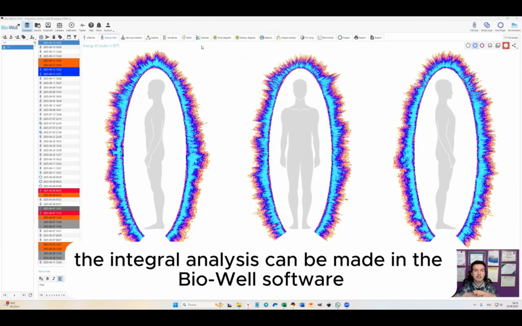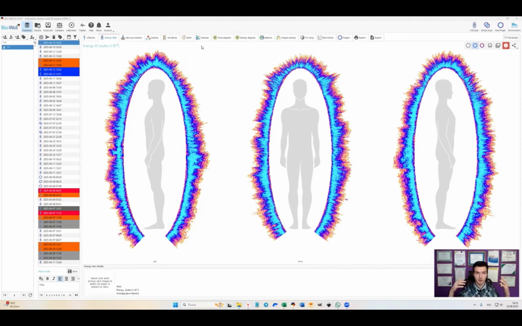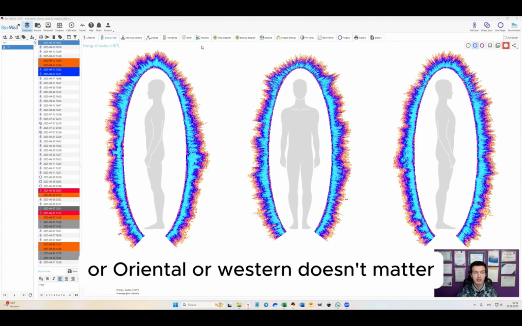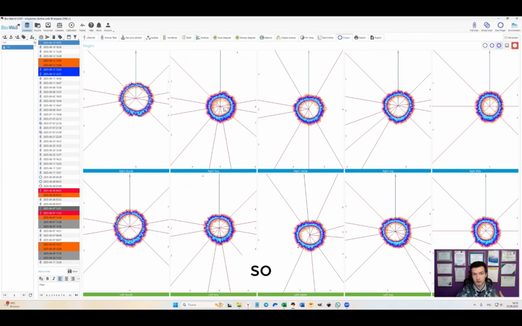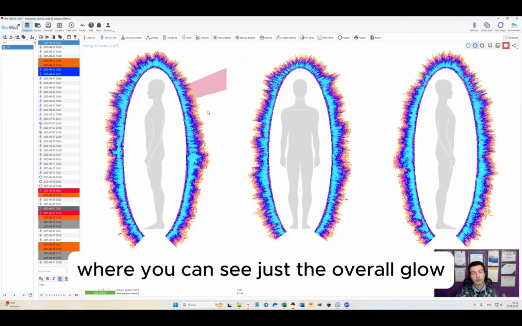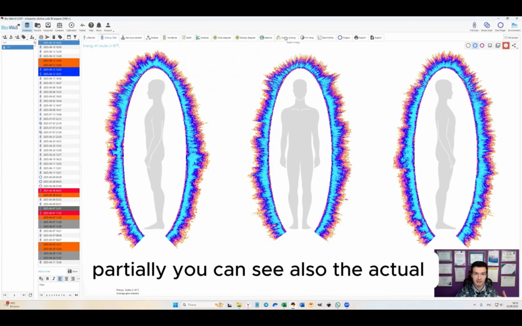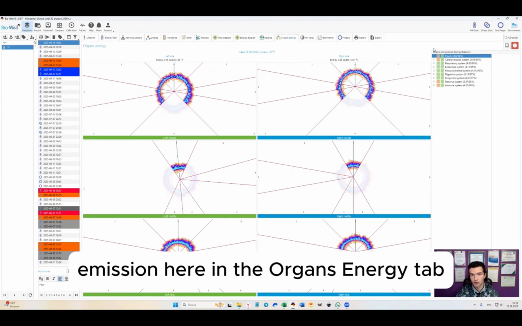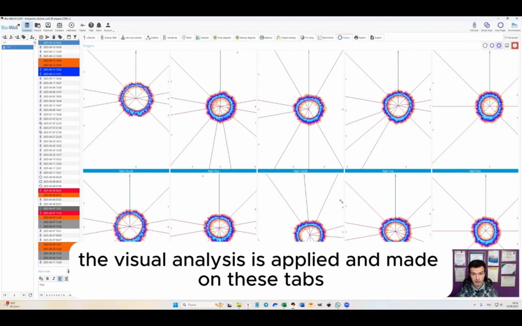Number one, the integral analysis can be made in the Bi-Well software without any reference to any medical system, Oriental or Western, doesn't matter. This is the fingers tab, where you just see the emission of the fingers, and the energy field, where you can see just the overall glow. This is the visual analysis, right? Partially, you can see also the actual emission here in the organs energy tab. So this is visual analysis that can be made in these tabs.